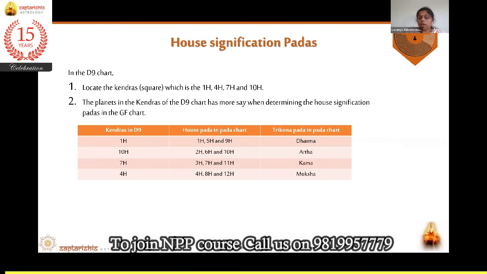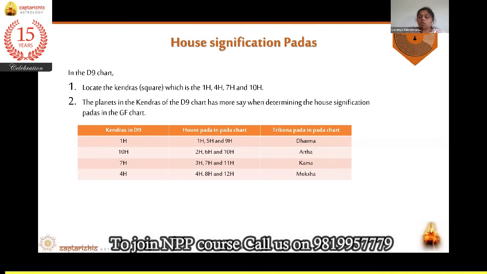Same way, if it is the 10th house in the D9 chart, that planet will affect your 2nd house, 6th house, and 10th house in the D1 chart. So that is the Arthatrikon padas. Same way, if you have planets in the 7th house in the D9 chart, that means that planet will affect your 3rd house, 7th house, and 11th house in the D1 chart.